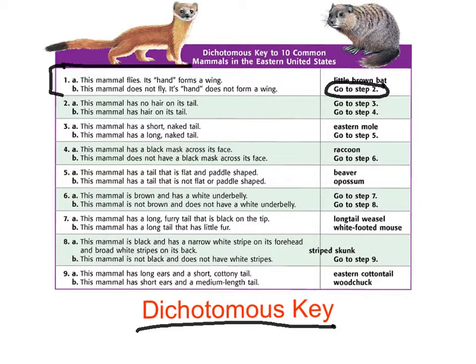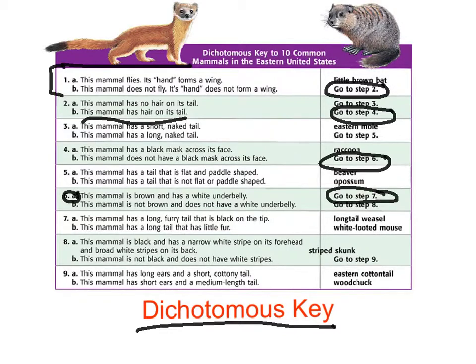So then the mammal has hair on its tail. So we go to step 4. The animal does not have a black mask across its face. We go to step 6. The mammal is brown and has a white underbelly. So we go to 7. And then the mammal has a long furry tail with black at its tip. So we've identified this animal as a long-tailed weasel.